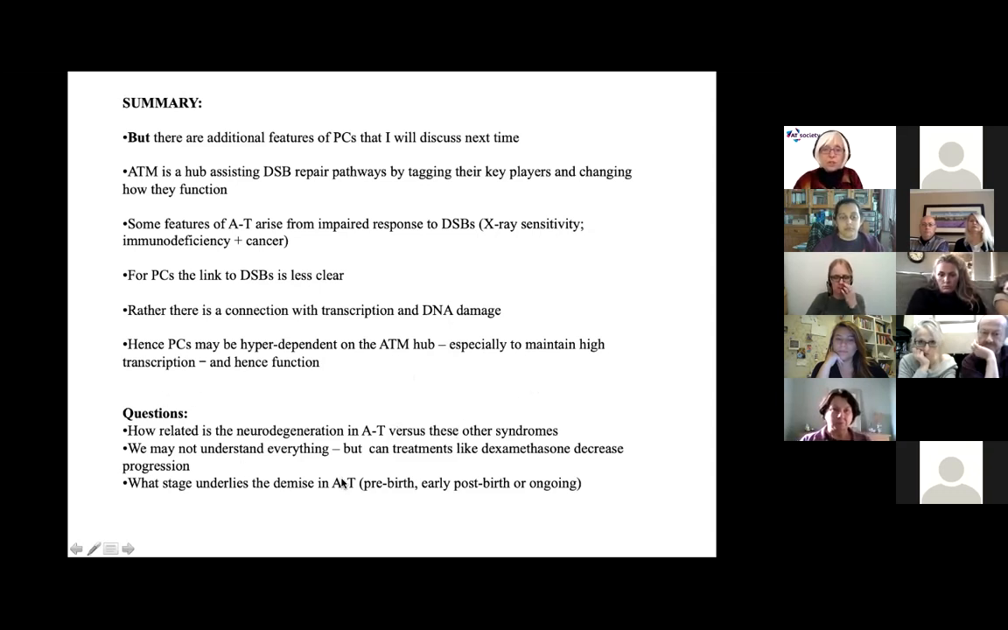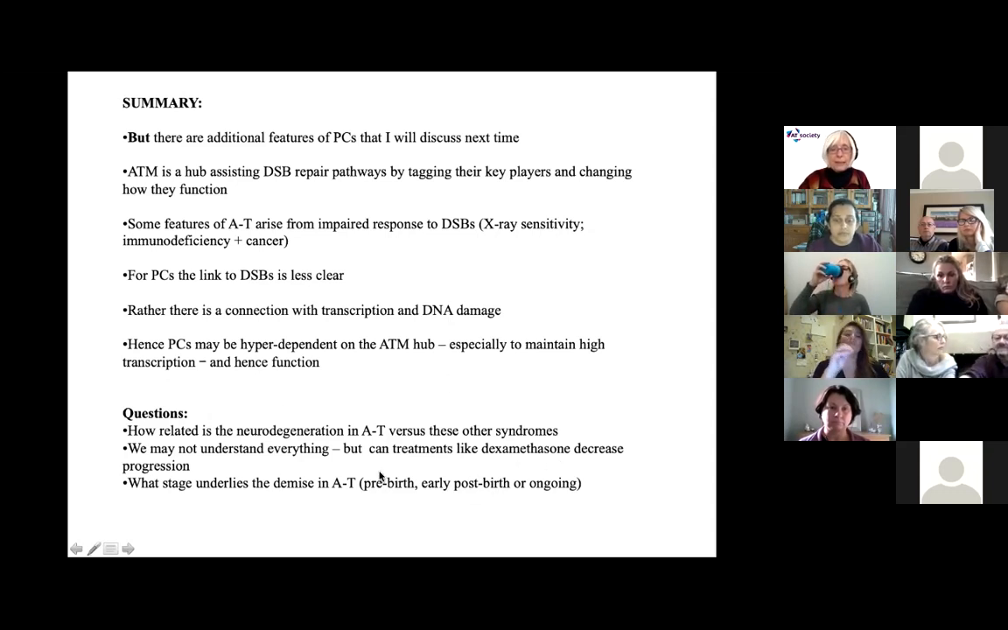So I think some of the questions we want to ask are, how related is the neurodegeneration in AT to some of these other syndromes? Because that could give us a feel for what might be defective in AT. We don't understand everything, and you might feel a bit in despair after what I've told you, and think we don't know how we can treat this, but there are treatments, and I'll go through those next week, the things that we can be doing to nevertheless slow down the demise in AT. Okay, so I'll stop there.